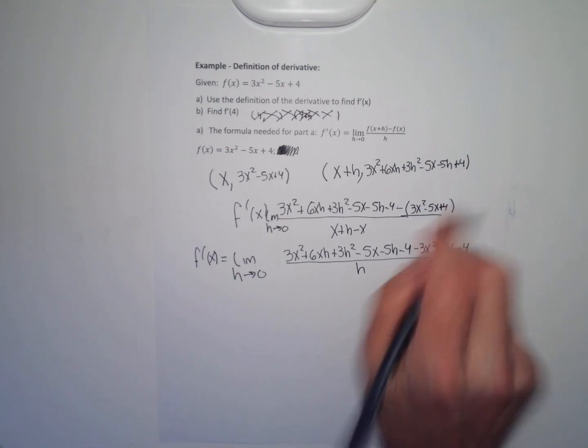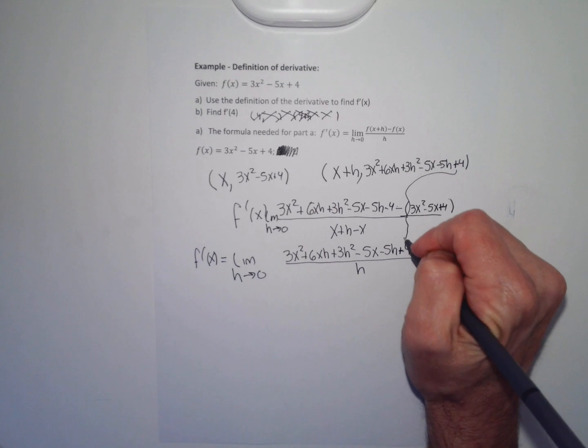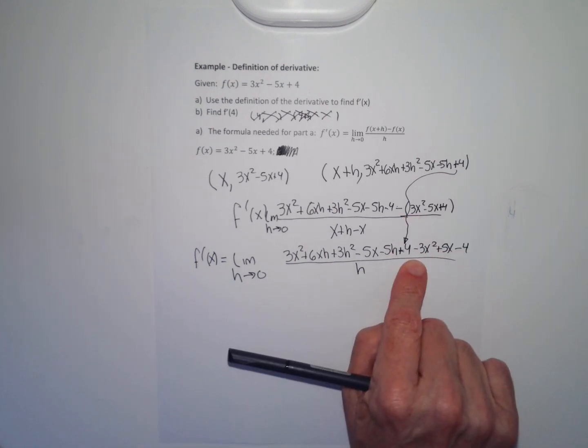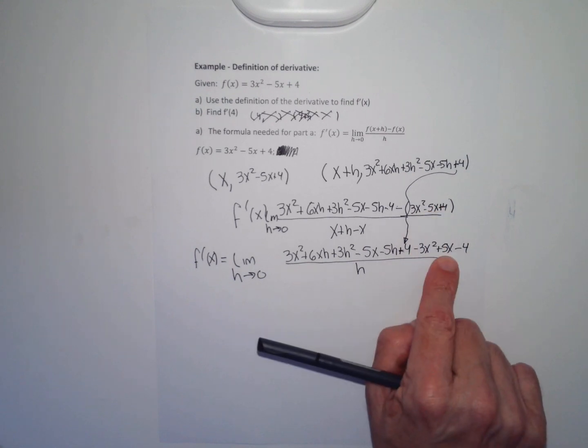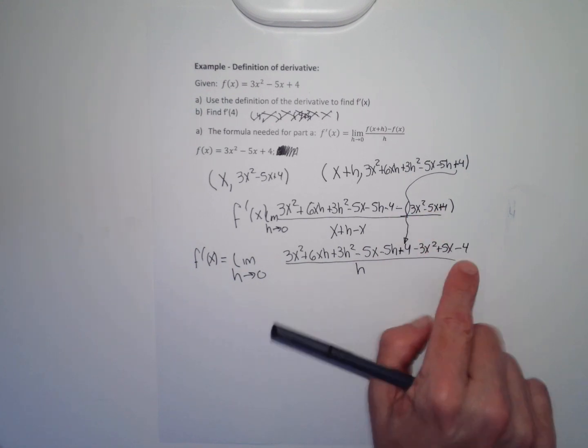And this y is supposed to be that y. And now that 3x squared turns to minus 3x squared. That minus 5x turns to positive 5x. That plus 4 turns to minus 4.